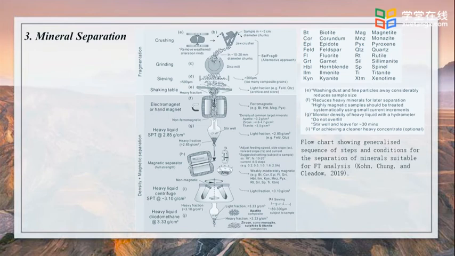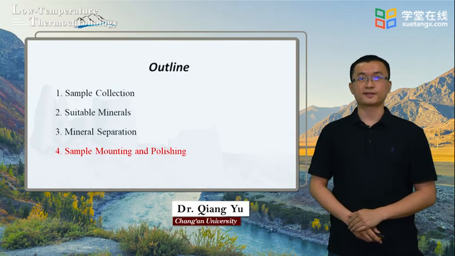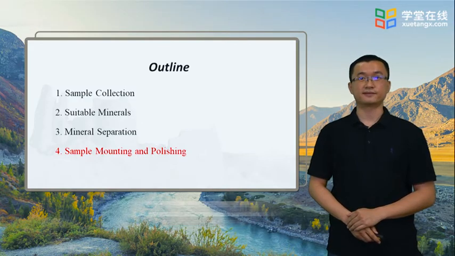Mineral separation for fission track dating aims at recovering relatively clean concentrates of suitable uranium-bearing accessory minerals. This is achieved by rock fragmentation, crushing, and use of a shaking table, followed by mineral density separation and magnetism separation. A widely used sequence of this work can be seen in this figure. Let's move to the 4th topic, sample mounting and polishing.